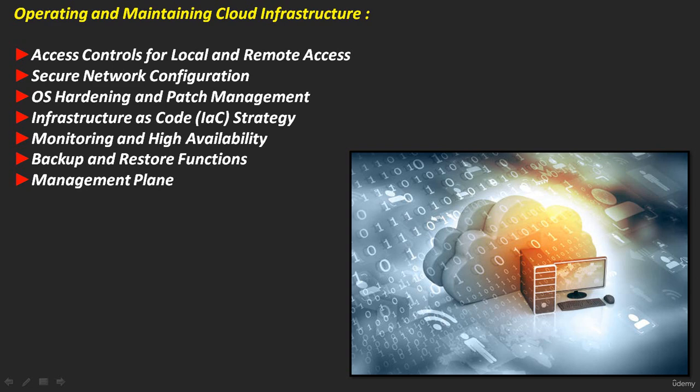According to the infrastructure as code strategy, that is the IaC strategy, implement infrastructure as code to automate and streamline infrastructure management. This approach ensures consistency, reduces the risk of human error, and allows for version control and auditing.